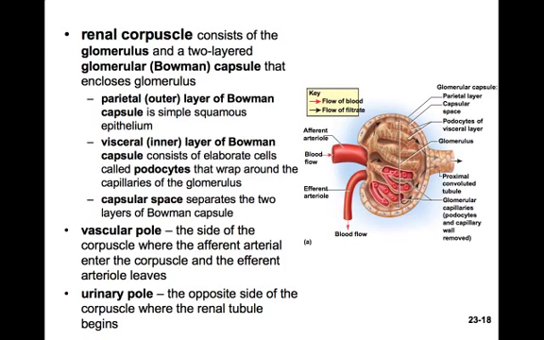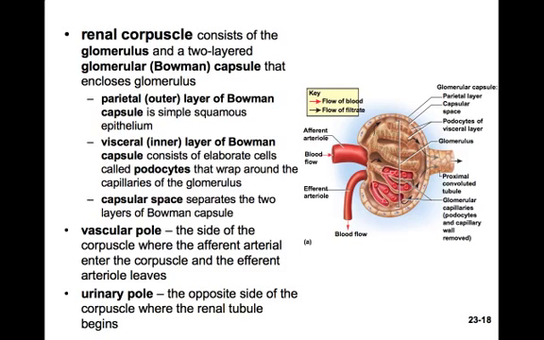The renal corpuscle consists of the glomerulus and the Bowman's capsule or glomerular capsule that encloses the glomerulus. We introduced the glomerulus before. That was the ball of arterial blood supply inside the renal corpuscle. The capsule itself is made of simple squamous epithelium. This is this very outer layer. The visceral inner layer of the Bowman's capsule consists of these elaborate cells called podocytes. They wrap around the capillaries in the glomerulus and help create the filtration system.